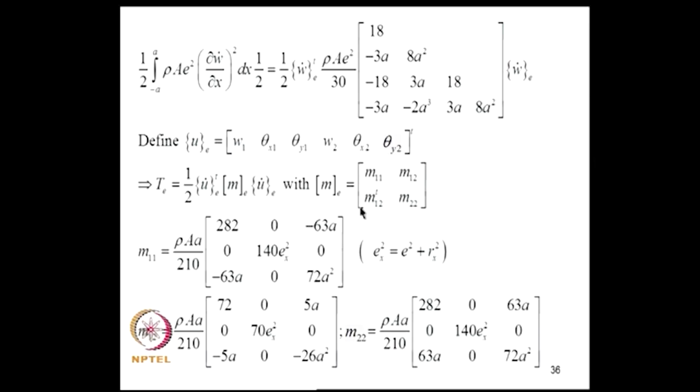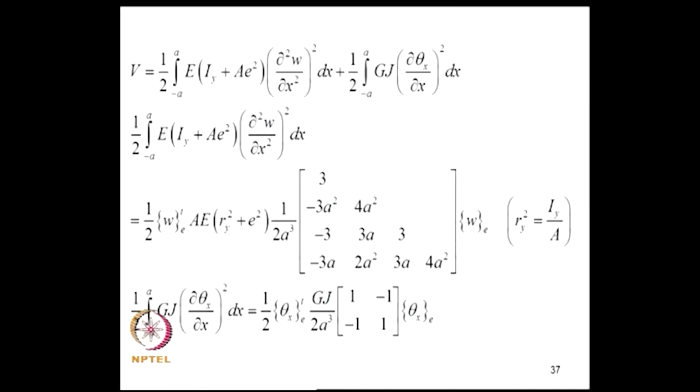Now, we can write the expression for kinetic energy and assemble these matrices. We can show that this ME can be given by these 4 matrices, and these 4 matrices are as shown here. This M11 is here, M12 is here, and M22 will be this.